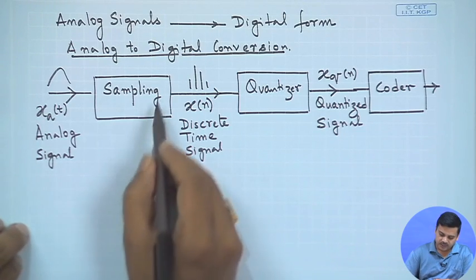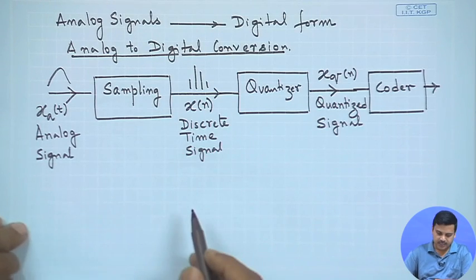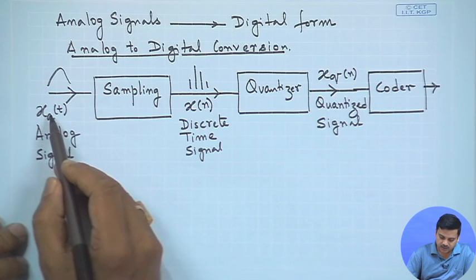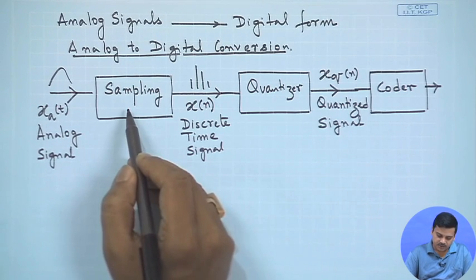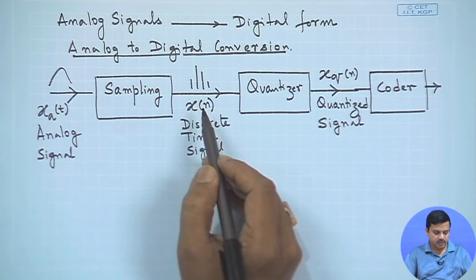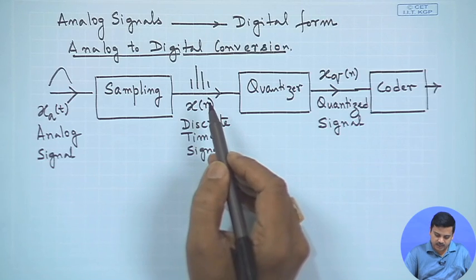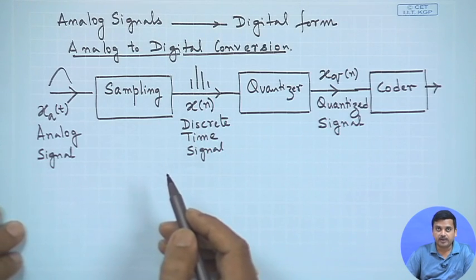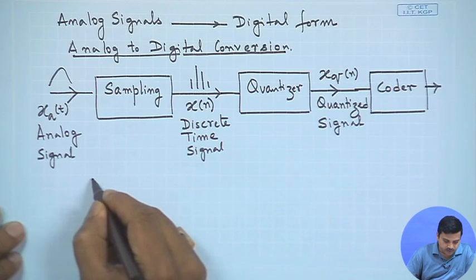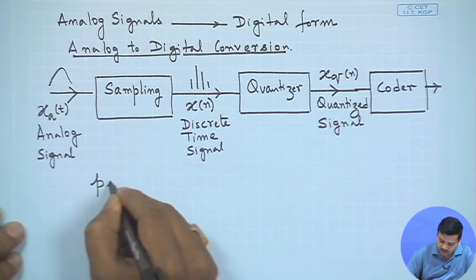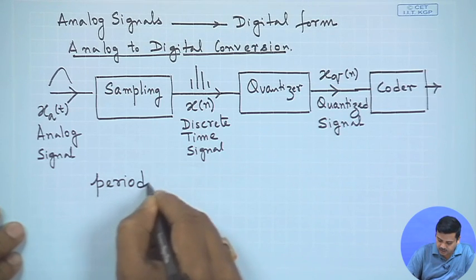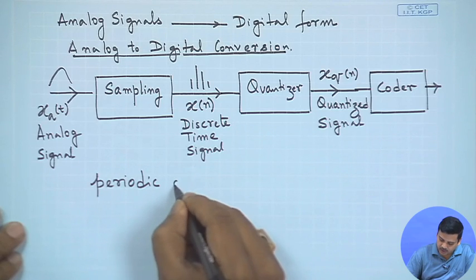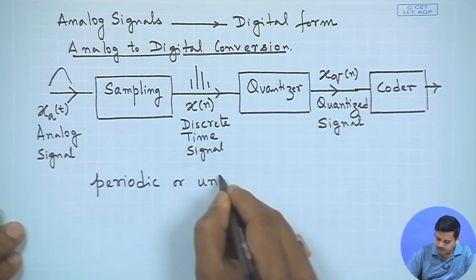We will discuss this particular sampling, which takes an analog signal, samples it and converts it into a discrete time signal. This analog to digital conversion or sampling can be done in many ways. The one that we are going to consider is called periodic sampling, or it is also called uniform sampling.